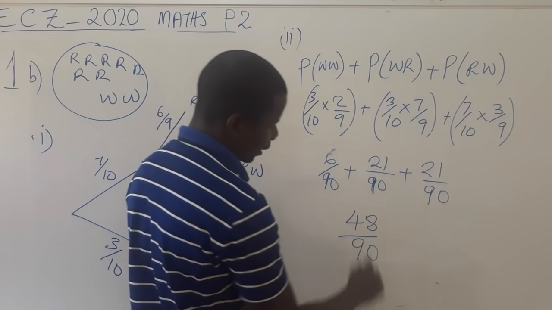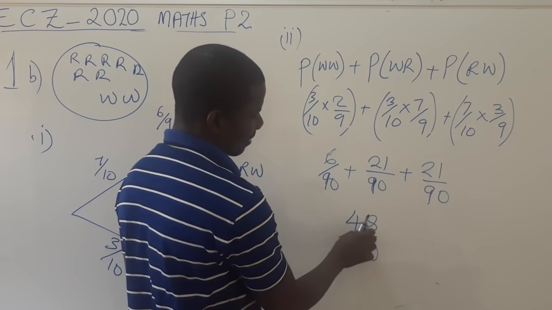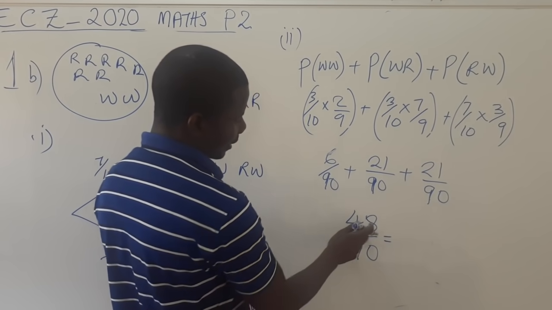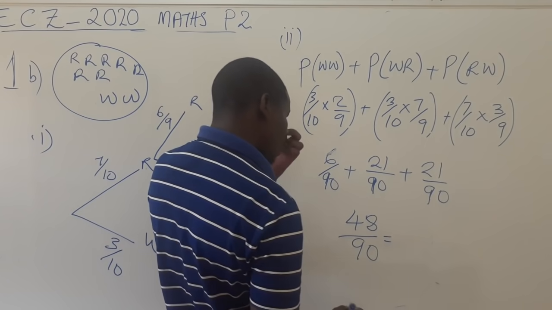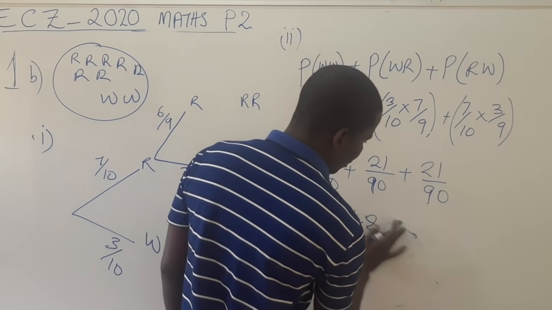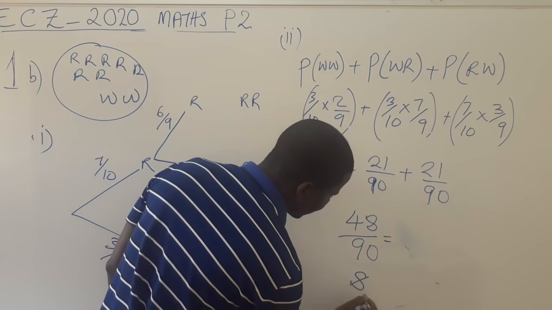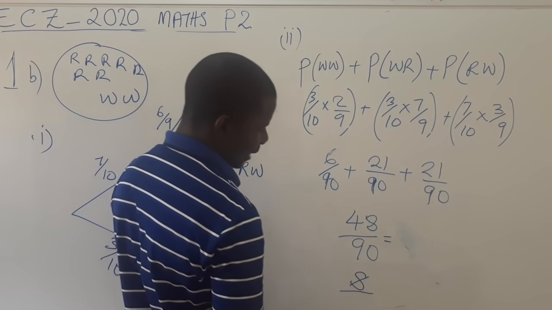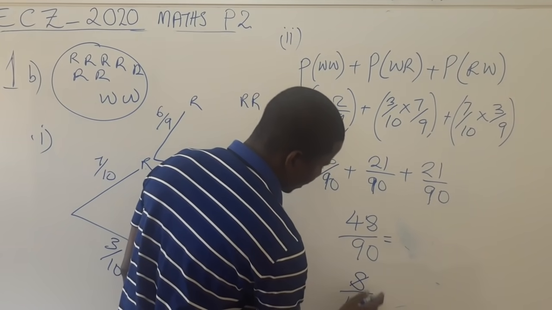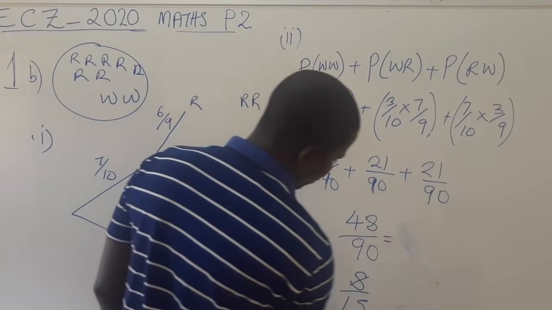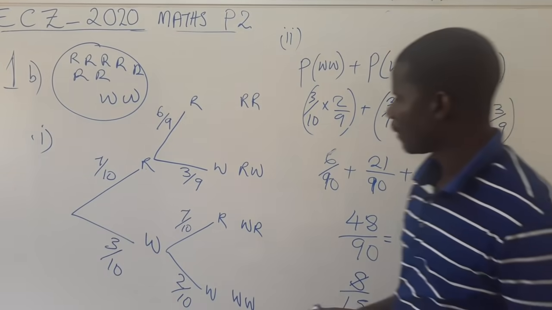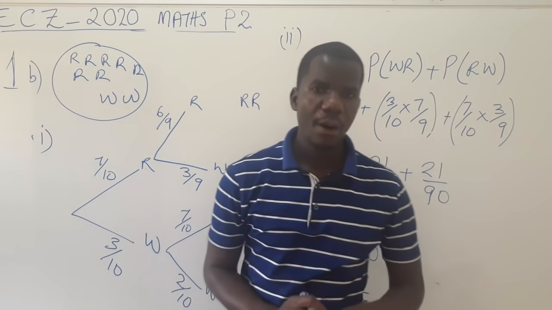So now, at this point, we need to simplify this one. You look for the highest number that can go into this one as well as this one. Okay? So 6 into 48, what are we getting? 6 into 48 will get 8. Okay, we're going to get 8 over 6 into 90, we have 15. So this is it. This is what is going to be our answer at this point.